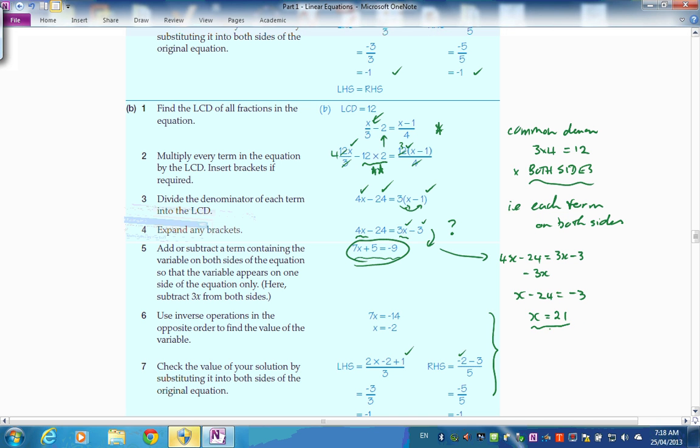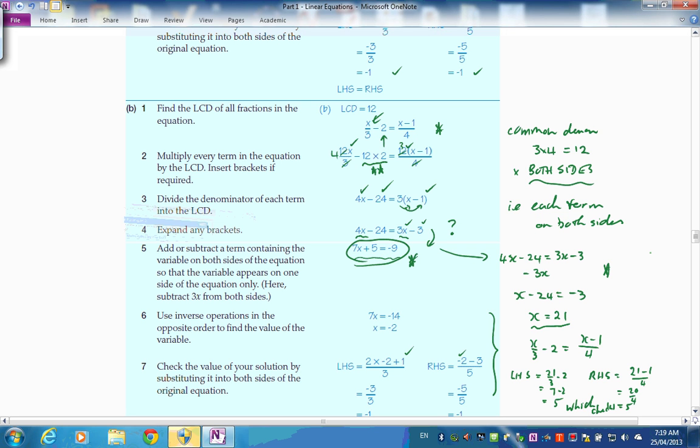So x is 21. Let's put it now in x over 3 take 2 equals x take 1 over 4. So the left hand side will equal 21 over 3 take 2, which is 7 take 2 is 5, and the right hand side will equal 21 take 1 over 4, which is 20 over 4, which is 5, and you can put which checks. Yeah, so that screen clipping there is incorrect. So we just check that with this solution over here.